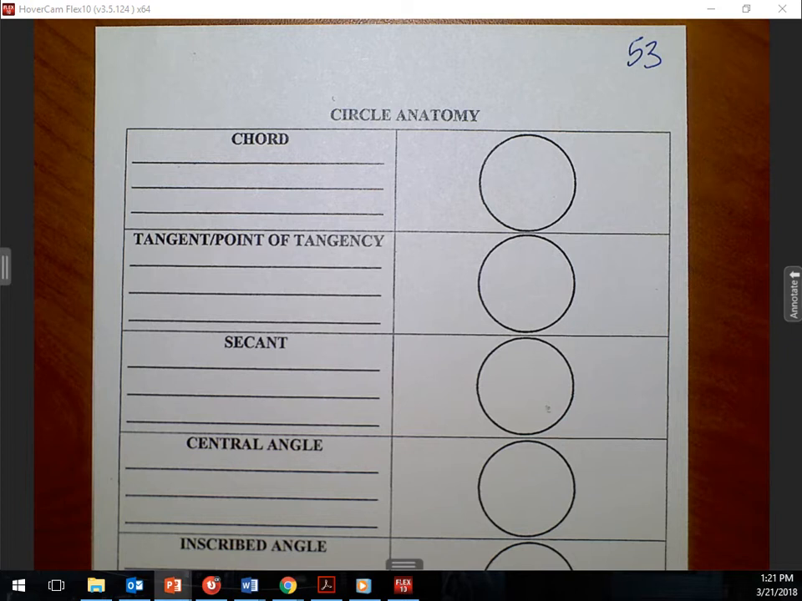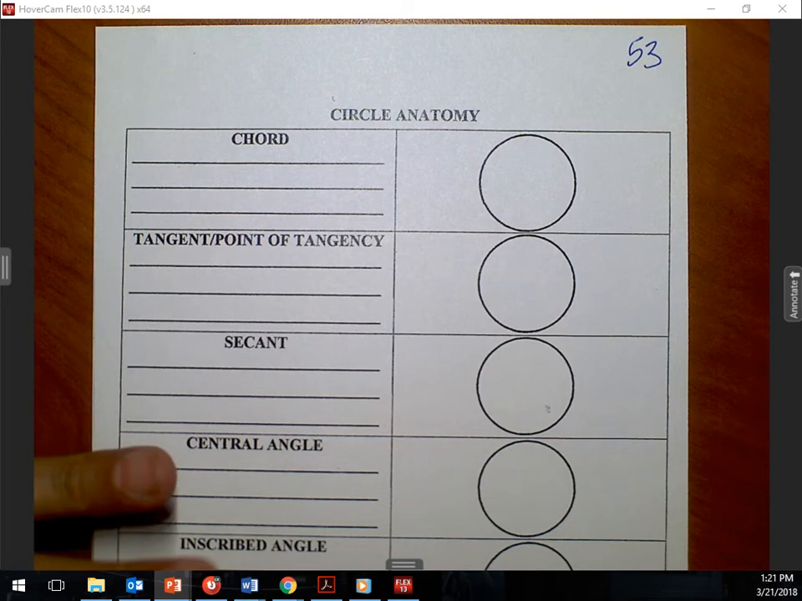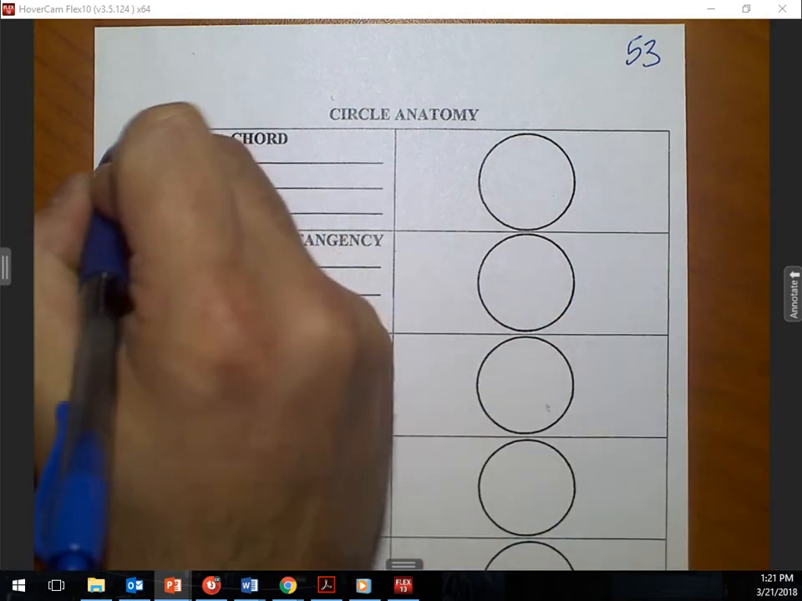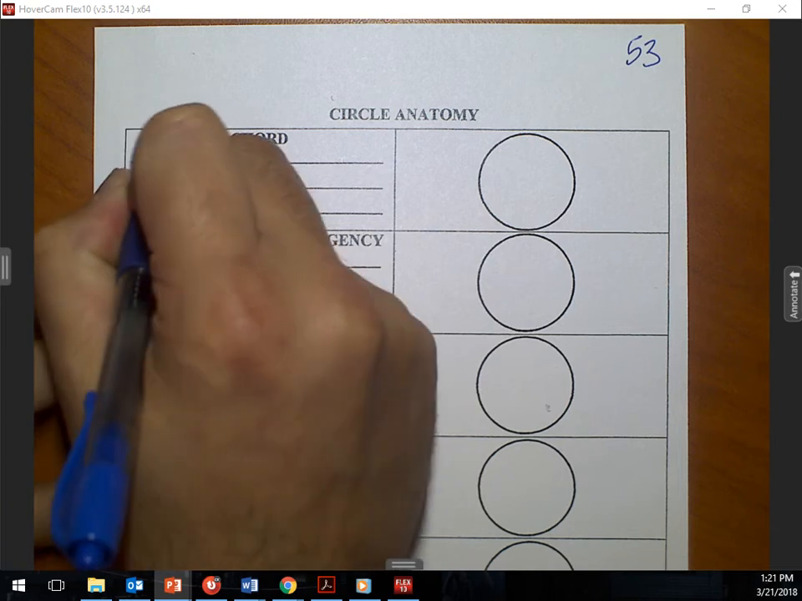All right, so back to the notes. Now that you guys have your rulers, a couple things. We're going to go through and talk about these things. You guys are going to write these in. So first, chord.